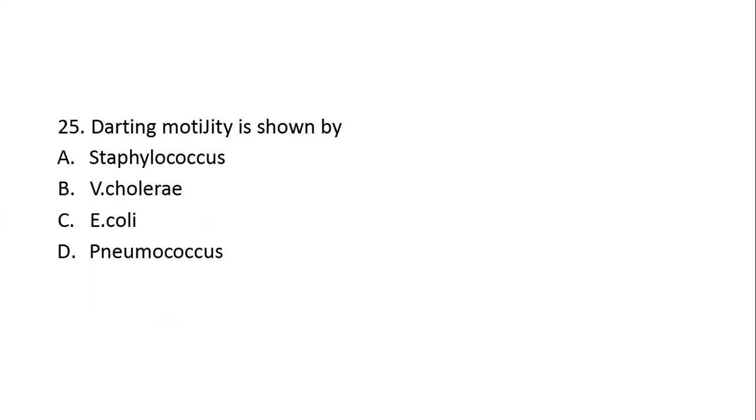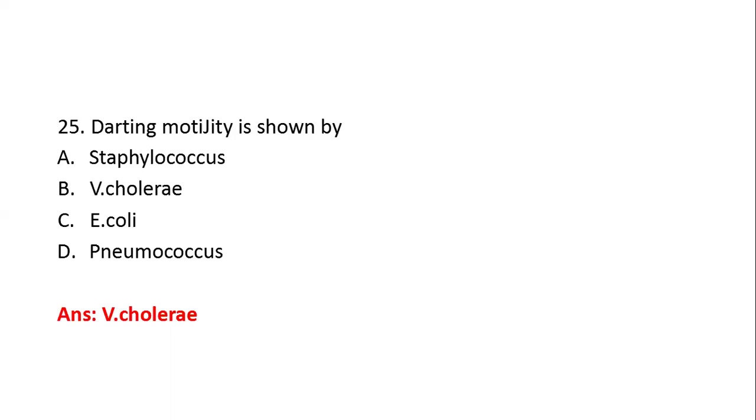Next question, darting motility is shown by option A, Staphylococcus. Option B, Vibrio cholera. Option C, E. coli. Option D, Pneumococcus. Here the right answer is option B, Vibrio cholera.